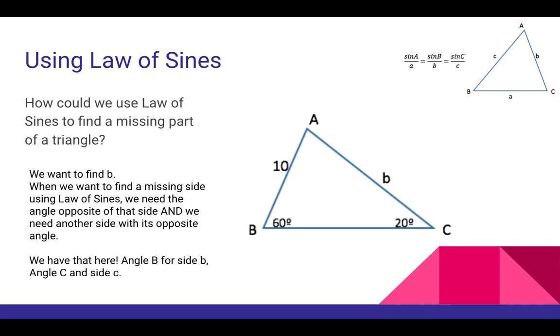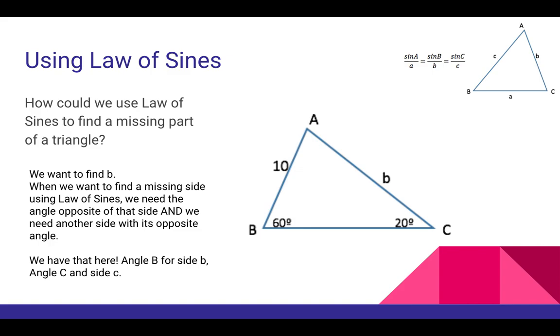So then how can we use law of sines to find a missing part? Up in the far corner, I left the law of sines for you. But here's an example. Here's a triangle. I have a 60-degree angle, a 20-degree angle, a side length of 10, and I want to find little b. In order to use law of sines and find a missing side, all we need is the angle opposite of that side, and then we need another angle and its opposite side that both have values. So in this case, we know angle C and little c. We want little b, we know angle B.